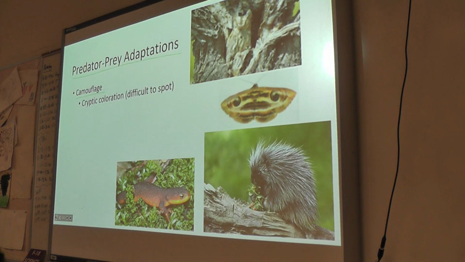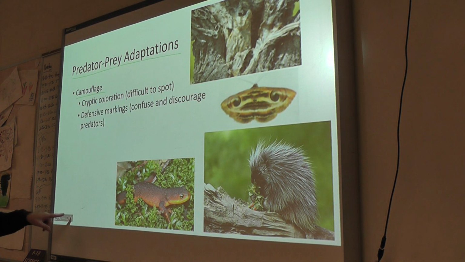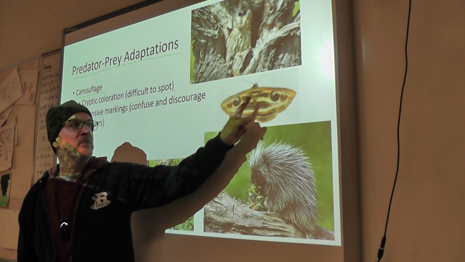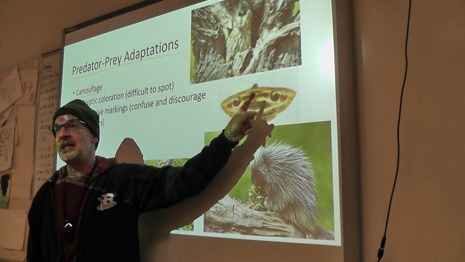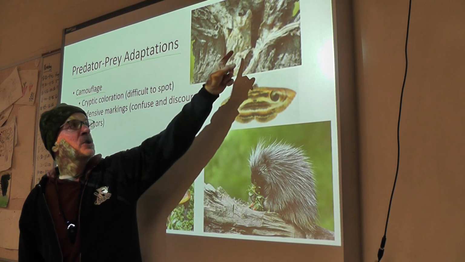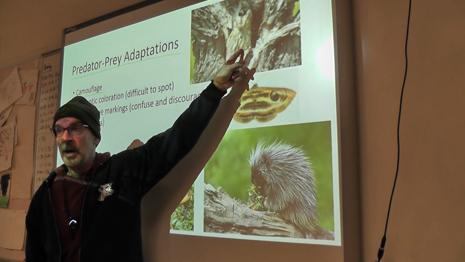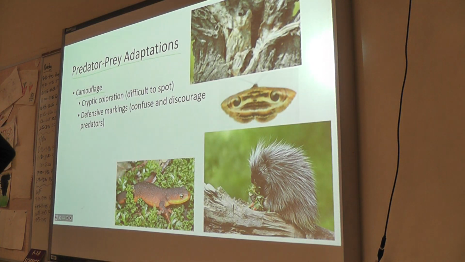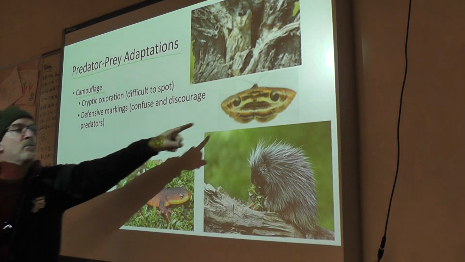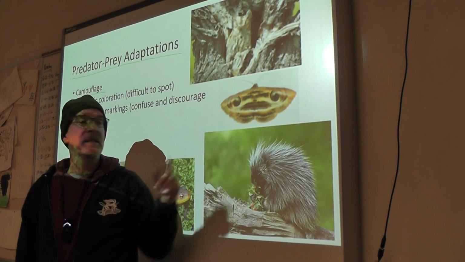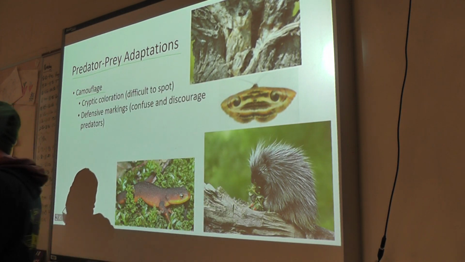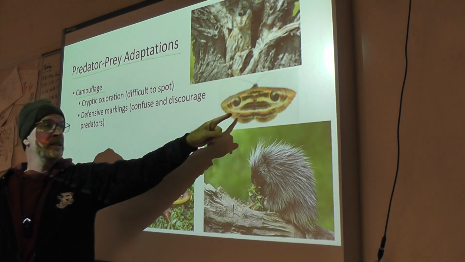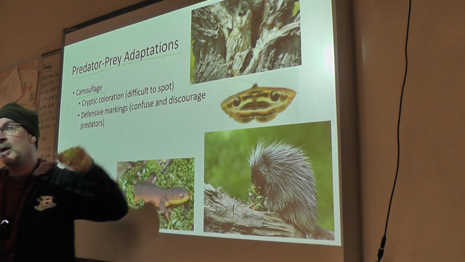Sometimes it's a special kind of camouflage that is not designed to make it blend into the environment, but is designed to make it look like something else. So we can have this cryptic coloration that makes things hard to see. Or we can have these defensive markings, like this moth, which has these big spots that kind of look like eyes. What scientists think is that this fools a predator into thinking, oh, that's some big scary thing, better not eat that.